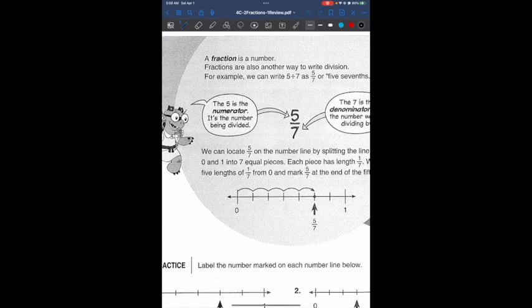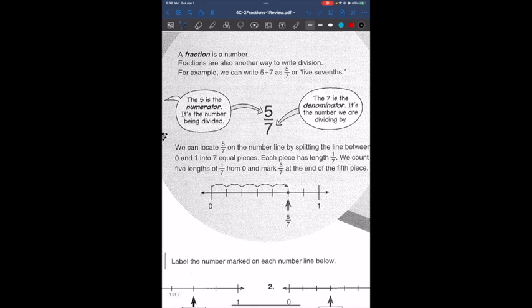And so a fraction is a number, and it's a way to write division. So for example, if we divide 5 by 7, we can write that as 5 over 7, or call it 5/7.